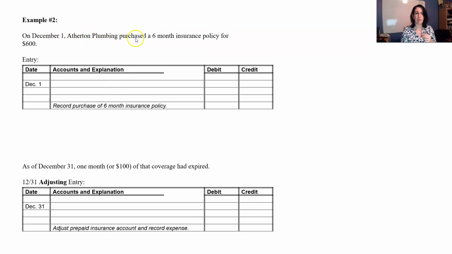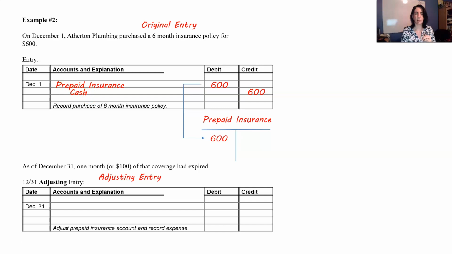On December 1st, Atherton Plumbing purchased a 6-month insurance policy for $600. Okay, so the original entry would be a credit to cash. I always like to start with cash because it's easy to think cash goes up, cash goes down. In this case, credit to cash, cash goes down $600. You've got a debit to prepaid insurance for $600. That's your prepaid asset or prepaid expense. Okay, so let's draw our T account, prepaid expense. We've got $600 there.